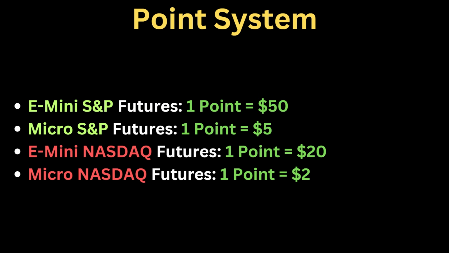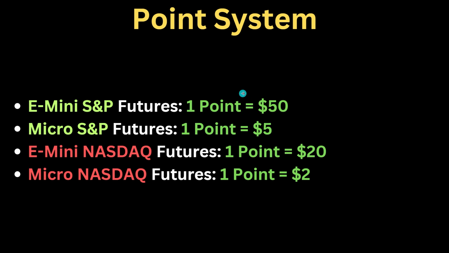Now that sounds amazing that you could catch a few points and make $150, but you also got to think on the flip side, if this were to go against you. So again, say you went long at 4,000, but price dropped all the way down to 3,997. Well, that's a loss of 3 points and you're going to lose $150. So there are two sides to that coin.